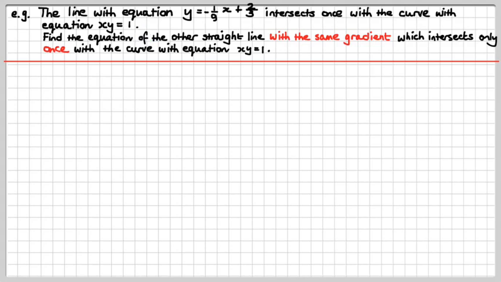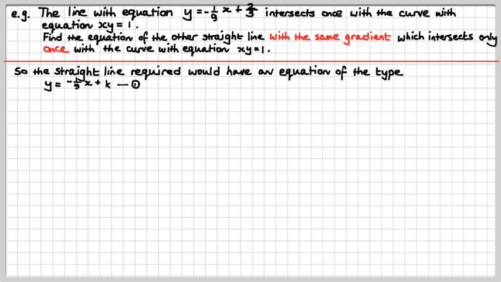Thank you. Now, we've got to find the equation of the other straight line with the same gradient, e.g. -1/9, which intersects only once with the curve. I see. That's very, very fascinating. Well, we can sort that out, can't we? We certainly can. So, the straight line required would have to have an equation of the type y equals -1/9 x plus some intercept, and that intercept wouldn't be 2/3 because that one's already taken. We're told that it intersects with the curve in one spot.